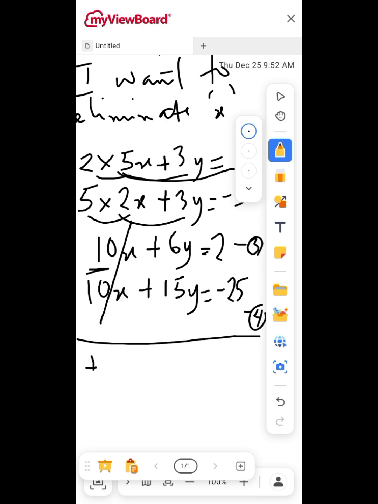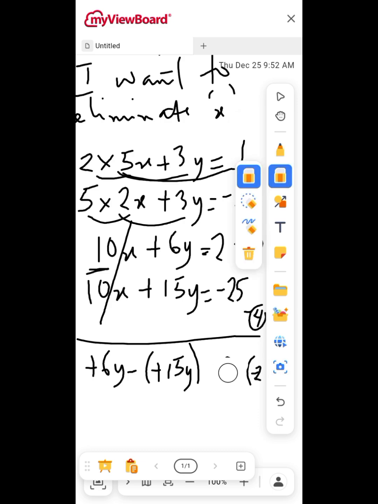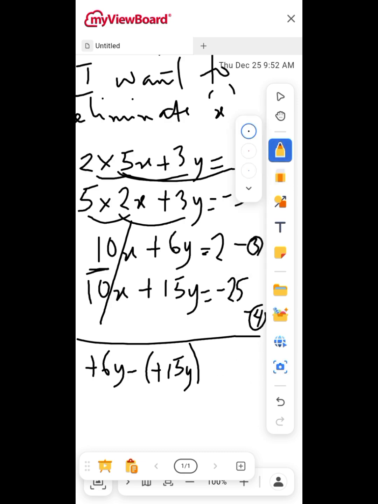I now have plus 6y minus. Don't be in a hurry to write your answer down, because the signs can affect things. So plus 6y minus plus 15y, then equals to 2 minus, I have minus 25. Are we together? Okay, equals to 2 minus minus 25.